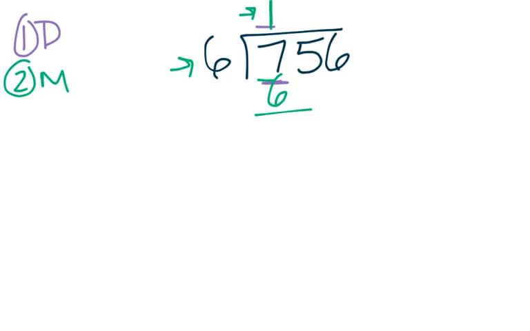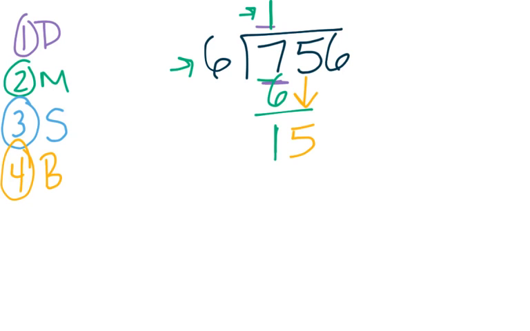When I subtract, this tells me I have 100 left. Can't take that 1 hundred though and split it into 6 parts. Instead, I have to regroup, which is what step number 4 was helping me do, which is to bring down. I'm going to bring my next place value down. I've just regrouped 100 and now I have 15 tens.